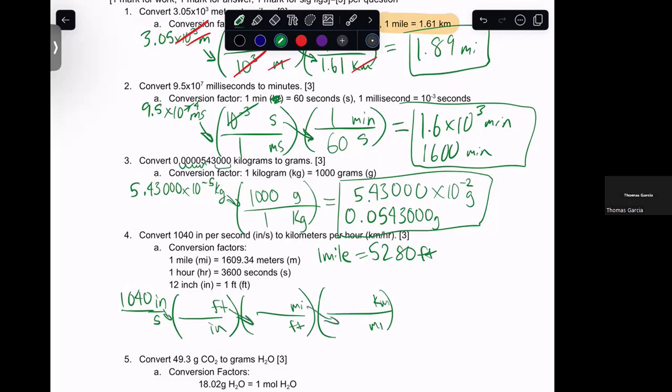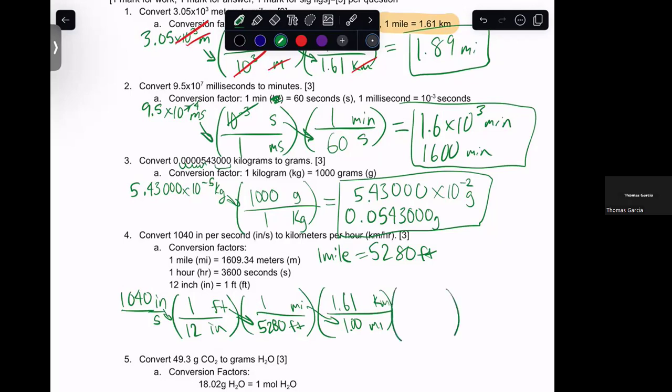So I'll carry these over. I know that 12 inches is 1 foot. 5,280 feet is 1 mile. 1 mile, 1.00 miles is 1.61, that again being the only non-exact conversion. Lastly, I need to convert my seconds to hours.